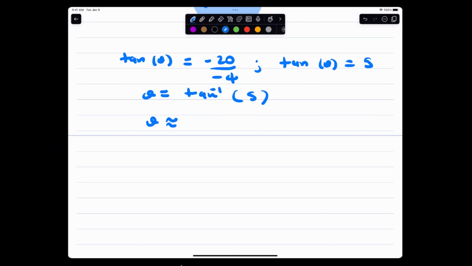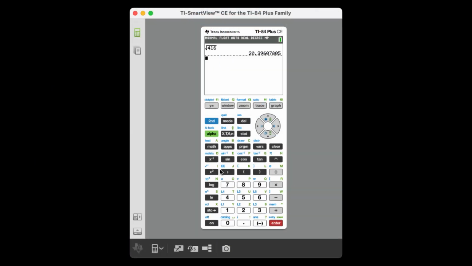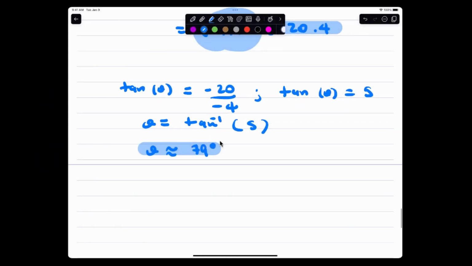So in our calculator, here we go. Inverse tangent of what number? 5. What's this as a whole number? 79 degrees. Good job. Now remember, what's the whole point of graphing your vector? Do you guys know what I mean by that? Yes, we got 79 degrees.